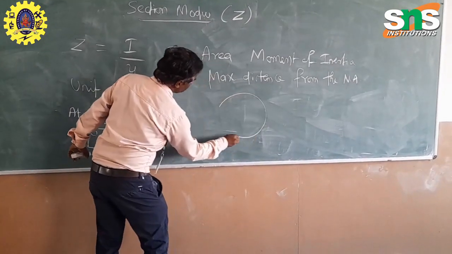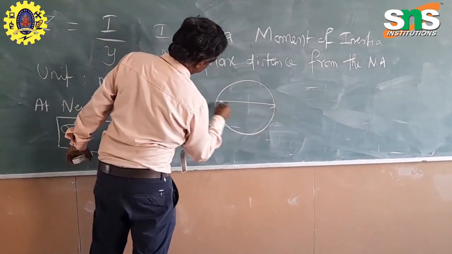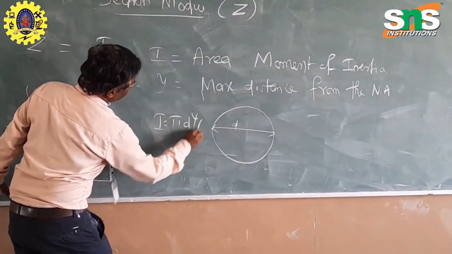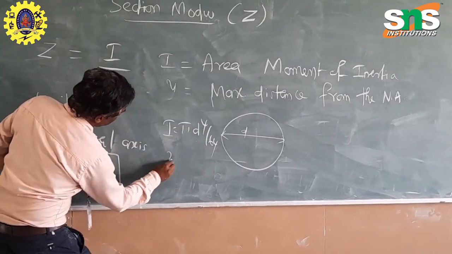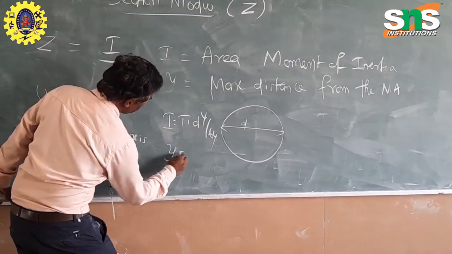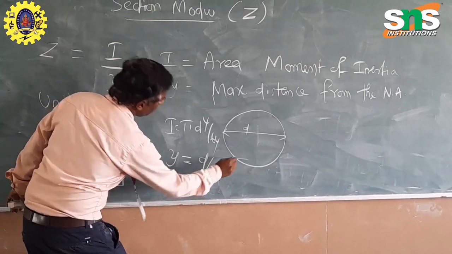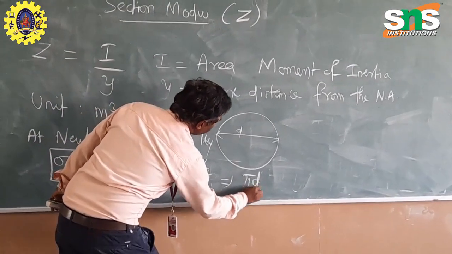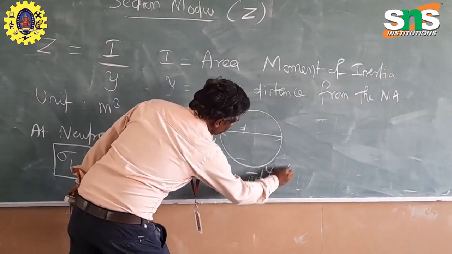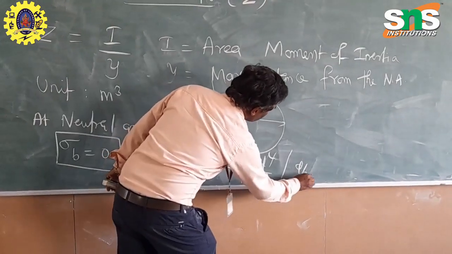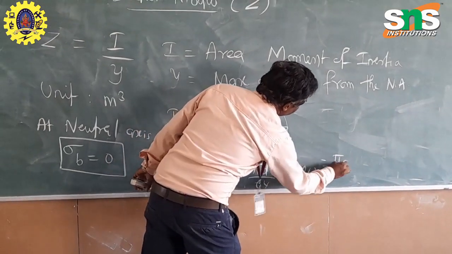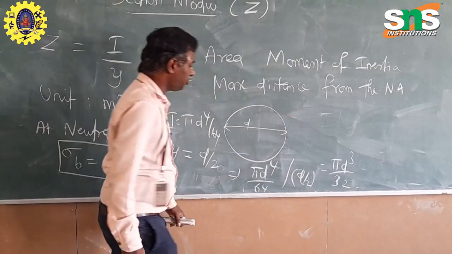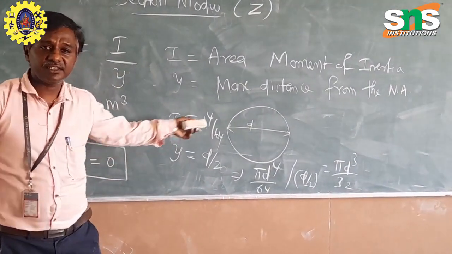For a circular cross section, having diameter d, the I value is equal to pi d to the power 4 by 64, and y will be taken from the middle axis. Same thing, we will get pi d to the power 4 by 64 divided by d by 2. So it will be pi d cubed by 32. That is the section modulus for a circular cross section.